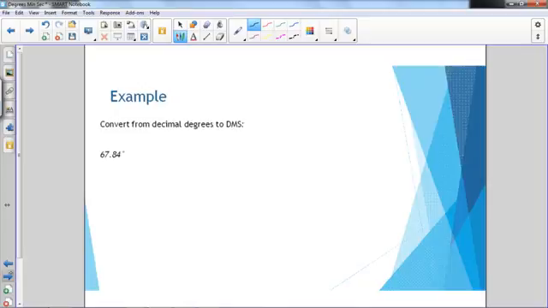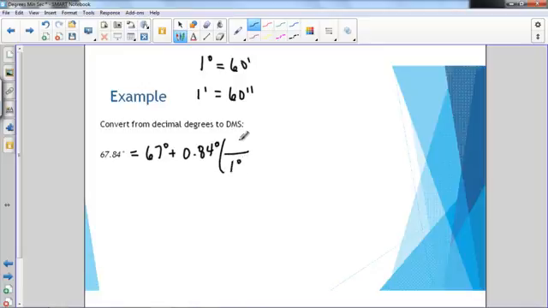Okay, looking at the next example, I'm going to do the same thing, keeping in mind 1 degree equals 60 minutes and 1 minute equals 60 seconds. I'm going to rewrite this in two parts. 67 degrees plus 0.84 degrees. Again, I need to get rid of that degrees, so I'm going to use my conversion. 1 degree equals 60 minutes. Canceling out my degrees, I'm going to be left with 67 degrees plus 50.4 minutes.